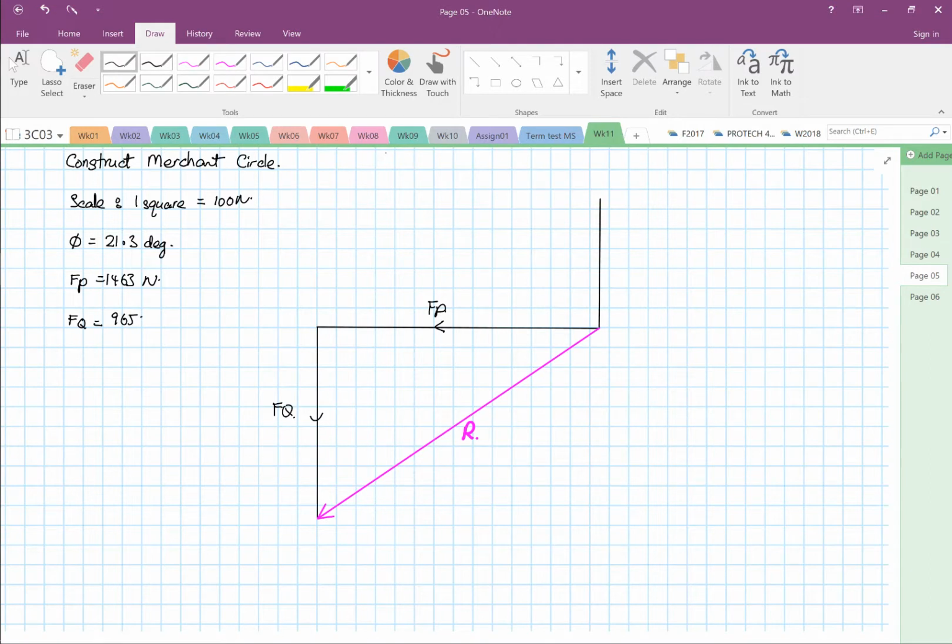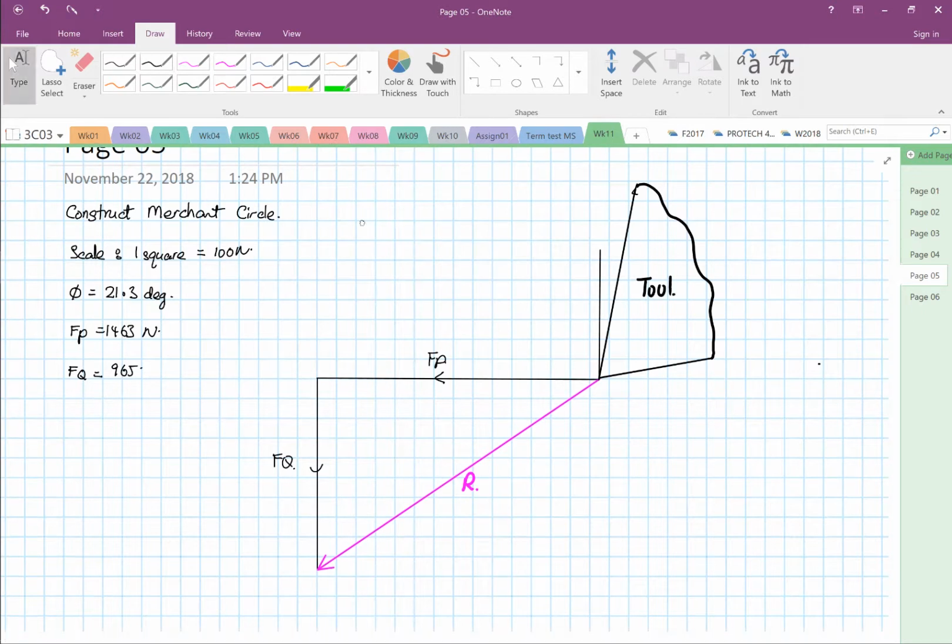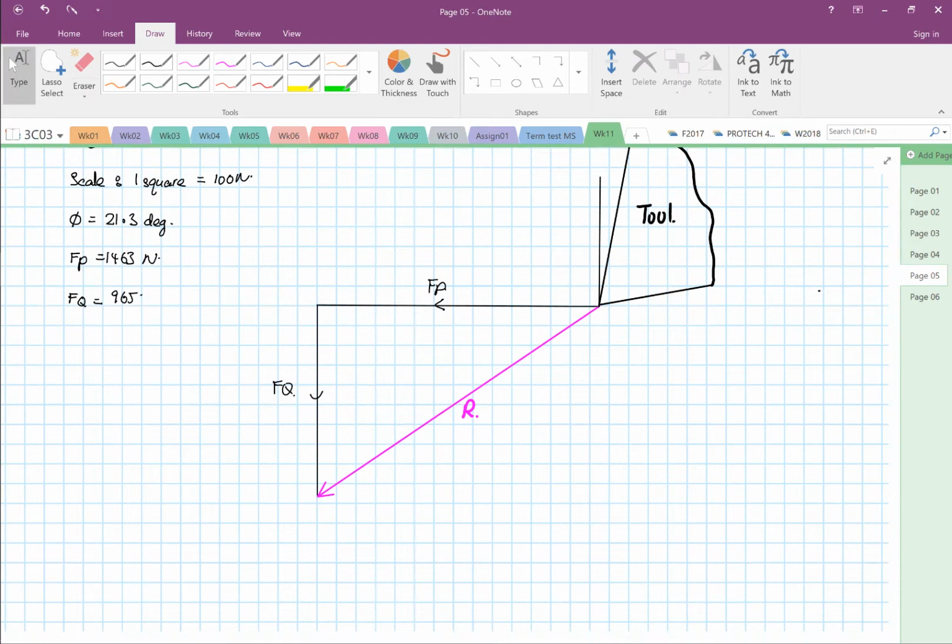Okay, so I'm using my protractor now. So 10 degrees positive will be somewhere around here. Okay, so that's my 10 degrees line. So this is in fact the rake face. I'm sketching the rake face, and then we have our clearance face, and this is our tool, so you know where we are looking at. So that's our tool.